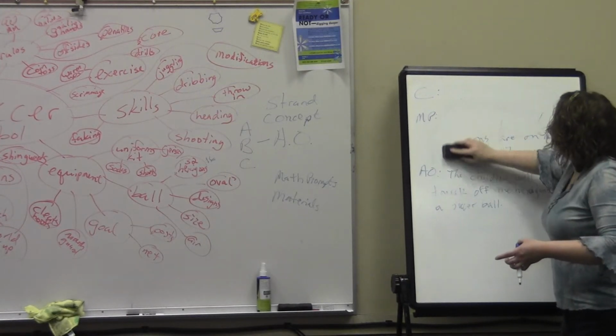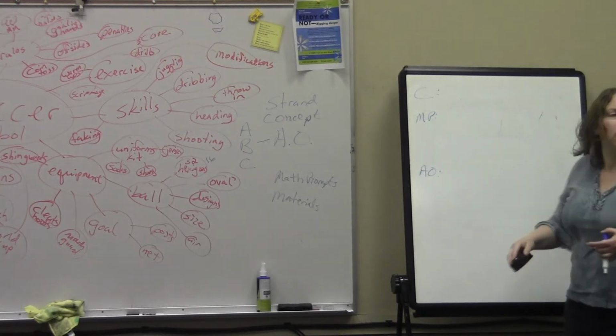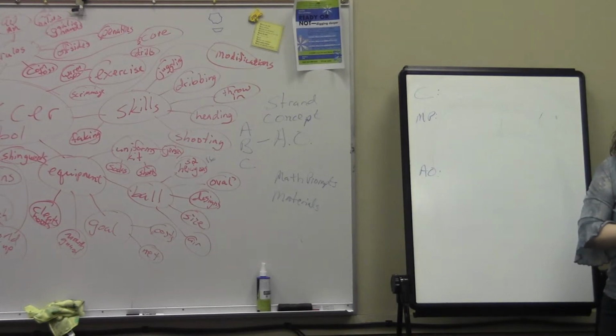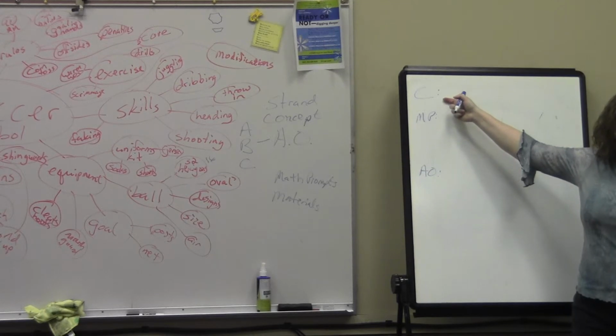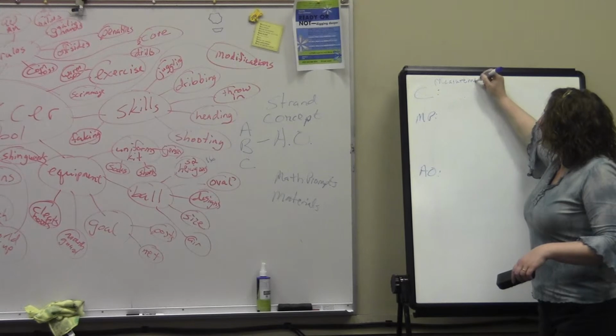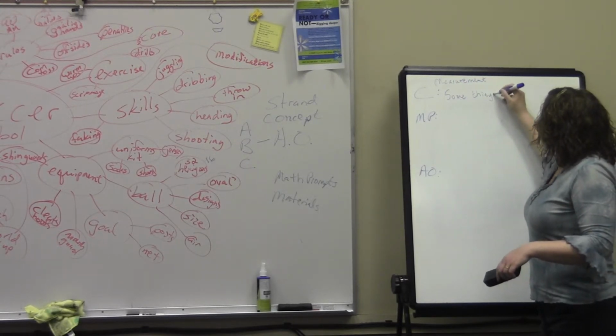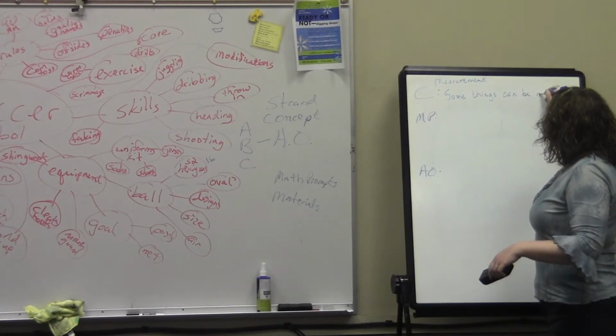Ari, you had one that we were going to switch to earlier. What was it? To measure these different sizes of the balls. So what would be the concept? Measurement, sorry. So that would be your strand is measurement, and what's your concept? Some things can be measured by size: small, medium, large. Yeah, that's right.